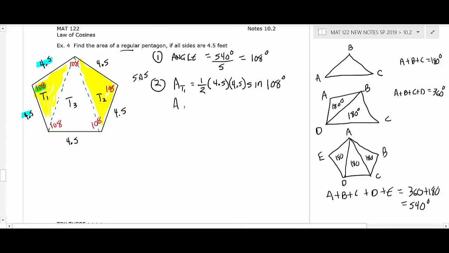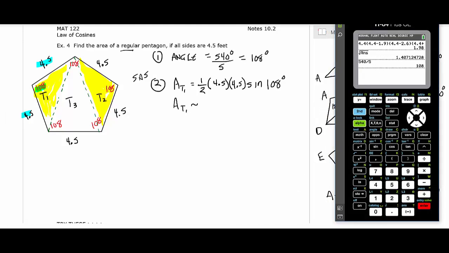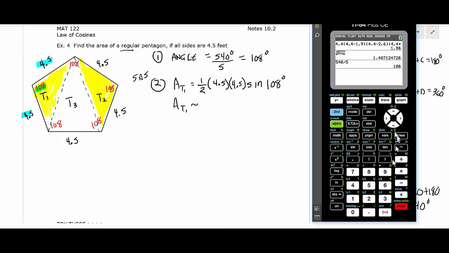And I'm going to do that just on my calculator and maybe round that off to a couple of decimals. So if I do that, I'll put in 0.5 times 4.5 times 4.5 and times the sine of 108 degrees.